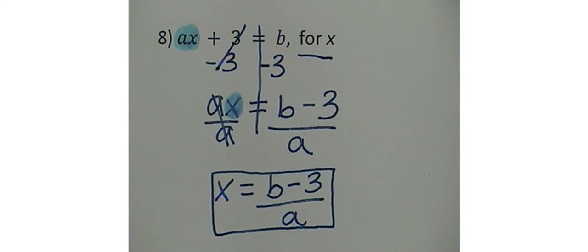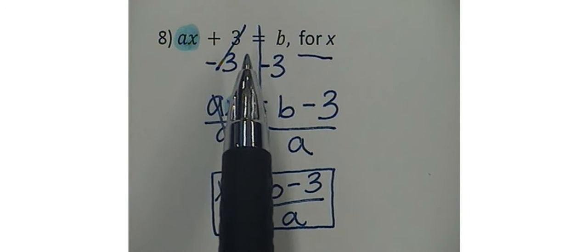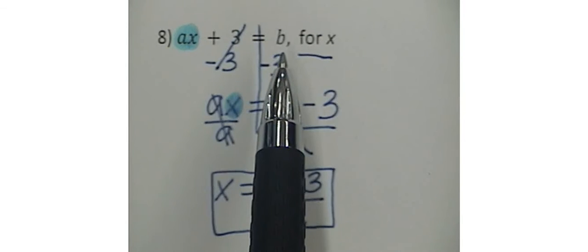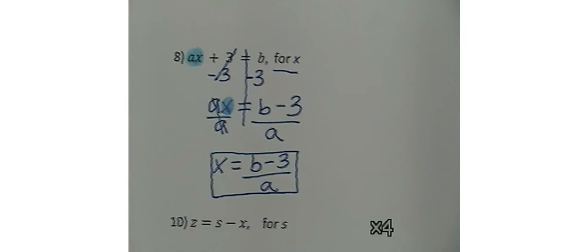So notice, I started with a, x, 3, and b, and my answer still has an a, an x, a 3, and a b. I didn't lose anything here. I'll walk you through question 9 as well.